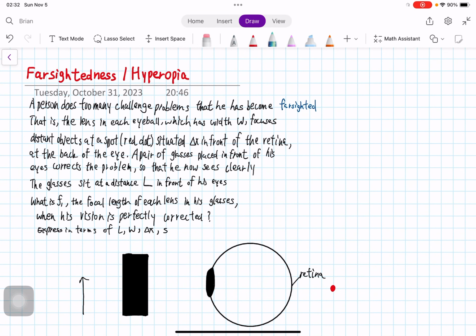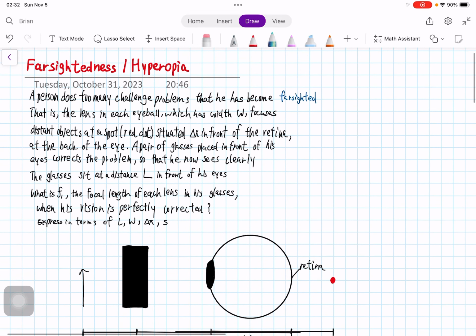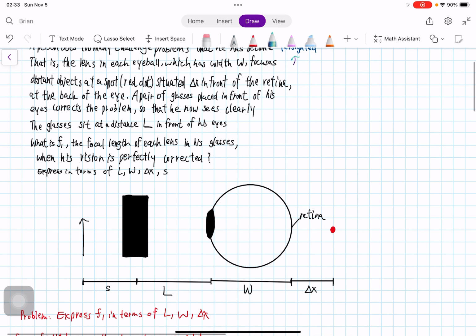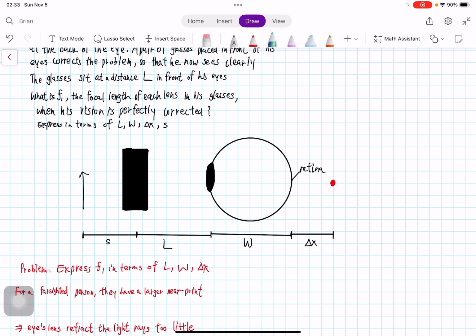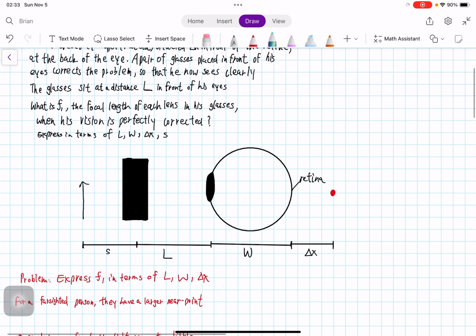In this section, we're going to cover farsightedness, or its name, hyperopia. This problem is the same as the previous problem, except this time I just changed nearsighted to farsighted. So everything stays the same, except this time, since it is farsightedness, a person cannot see things that are close to them. So I put an arrow with a distance s.